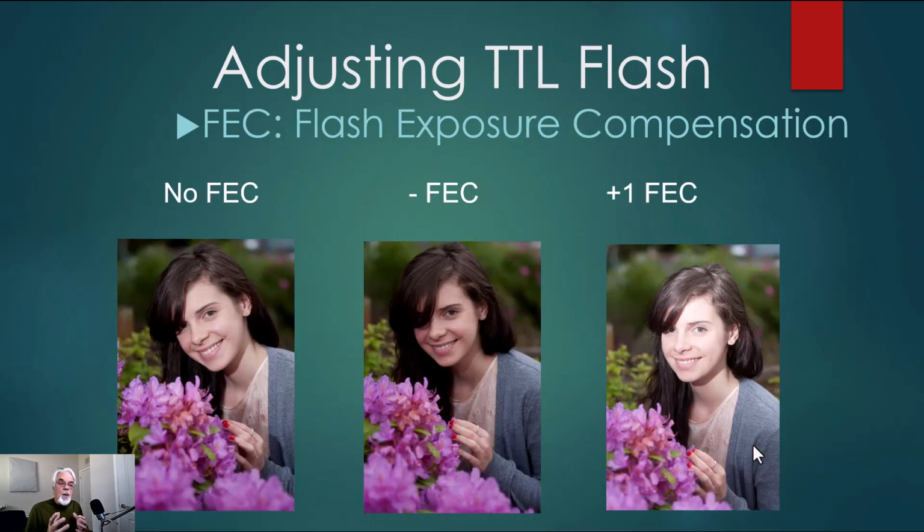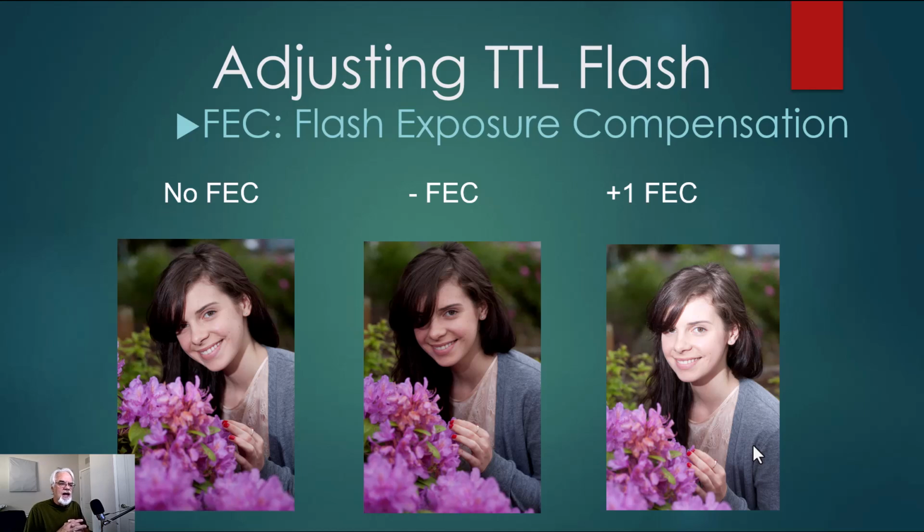Now, let's take a look at what that looks like. On the left side is normal flash output. In the middle is a -1 FEC. It looks pretty natural. It's very, very subtle. I shoot this way a lot if I want to just brighten up the shadow.